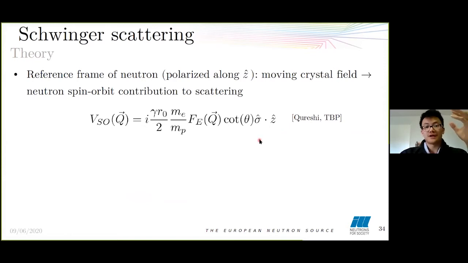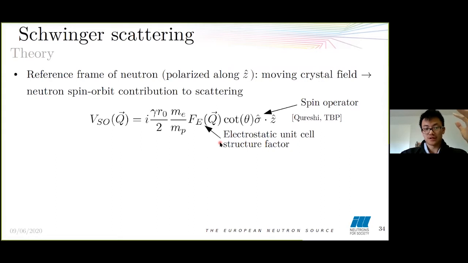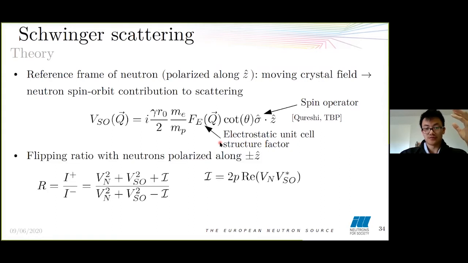Consider an experiment where the neutron is scattered on a crystal. In the reference frame of the neutron, it sees the crystal field of the crystal as moving. This produces a magnetic field which couples to the spin of the neutron, and this produces a neutron spin-orbit contribution to the scattering, which can be described by this equation here. But what is important in this term is that it depends on the polarization of the incoming neutron.